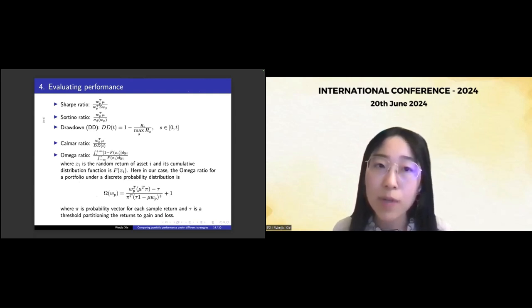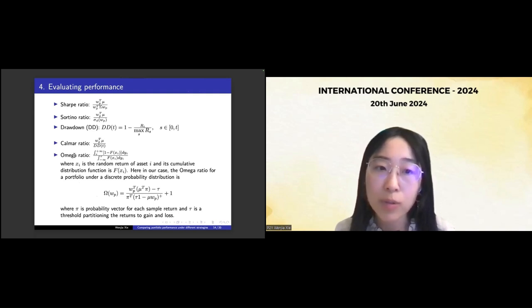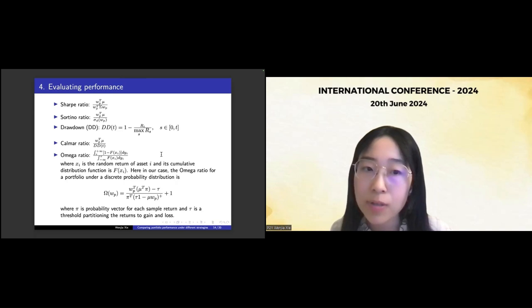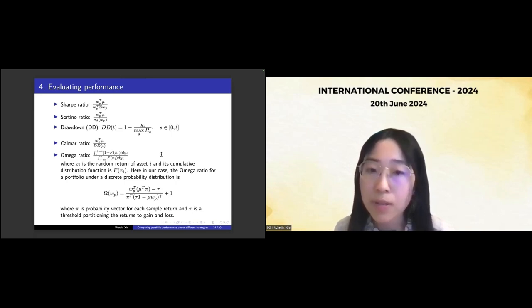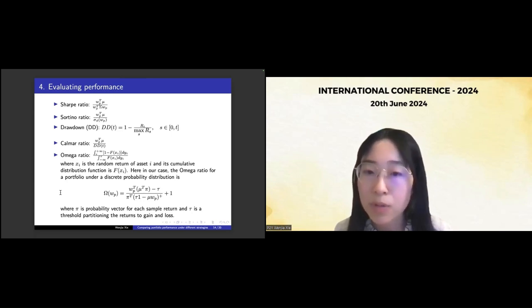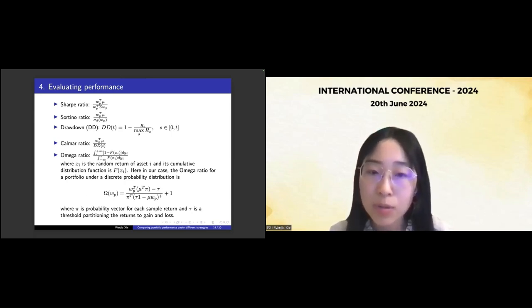The next procedure is evaluating performance. Here we choose the Sharpe ratio, Sortino ratio, drawdown Calmar ratio, and omega ratio. In the omega ratio, xi is a random return of asset i, and its cumulative distribution function is Fi. Here in our case, the omega ratio for a portfolio under a discrete probability distribution is defined as this equation, where pi is a probability vector for each sample return, and tau is a threshold partitioning the returns into gain and loss.